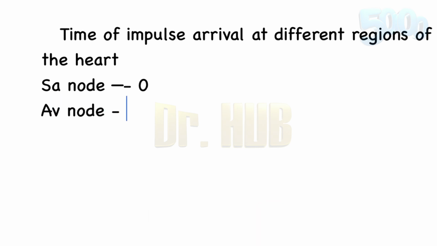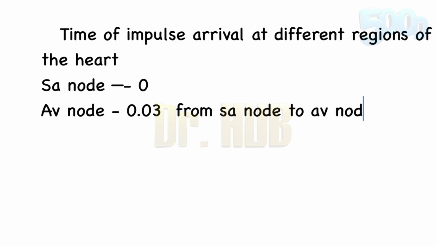So what happens in the AV node? In the AV node, the time is 0.03. 0.03 is from the SA node to the AV node.